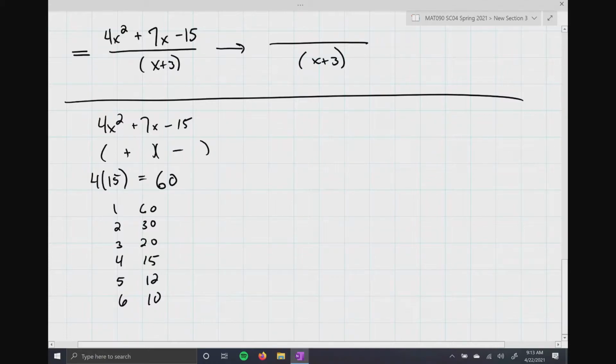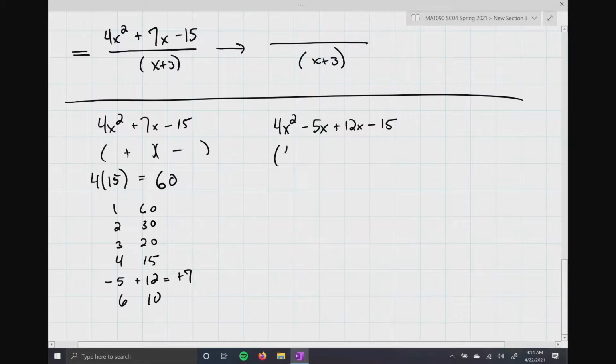So from here, I need to find the pair of factors that combine to give me positive 7. One is negative, one is positive. That's going to be right here. Minus 5 plus 12 equals positive 7. So I'm going to rewrite 4x squared minus 5x plus 12x minus 15. And then I'm going to factor by grouping.